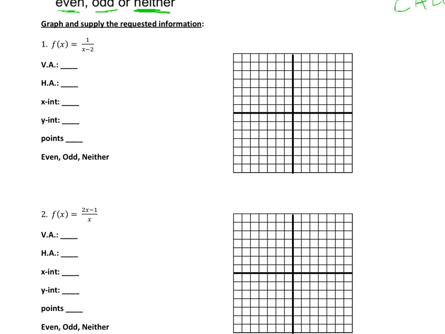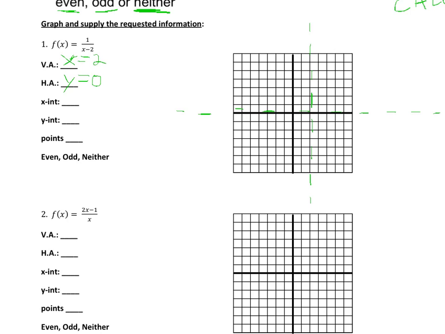Okay, VA, we just set the bottom equal to 0. So our VA is x equals 2. Our HA, right? Remember, this is where we filled out the chart. The degree is bigger in the bottom, so automatically, if the degree is bigger in the bottom, it's y equals 0. And I'm going to graph those. So I have x equals 2 is right here. And then I have y equals 0, which is just the x-axis, which is this right here. So I have 2 regions.